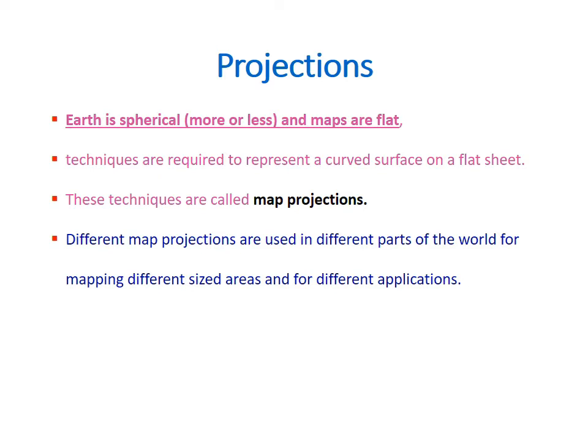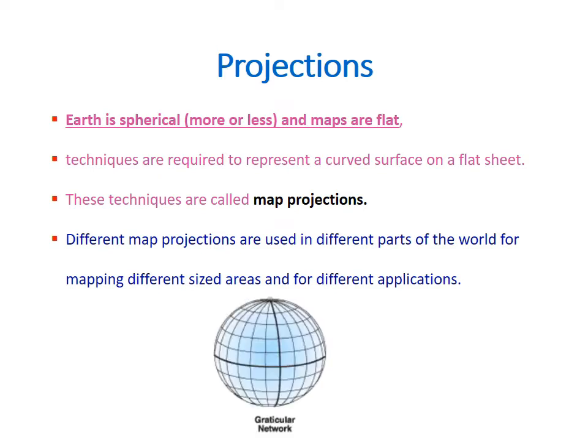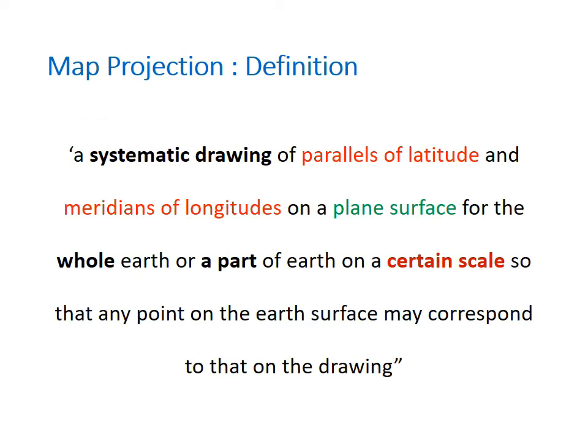I can also define this projection in other words: the earth is divided into sectors by lines of latitudes and longitudes. This network is called a graticule. So a map projection denotes the preparation of the graticule on a flat surface. So the definition of the map projection is a systematic drawing of parallels of latitude and longitudes on a plane surface for the whole earth, or it can be a part of the earth, and it has to be drawn to a certain scale so that any point on the earth surface may correspond to that on the drawing.